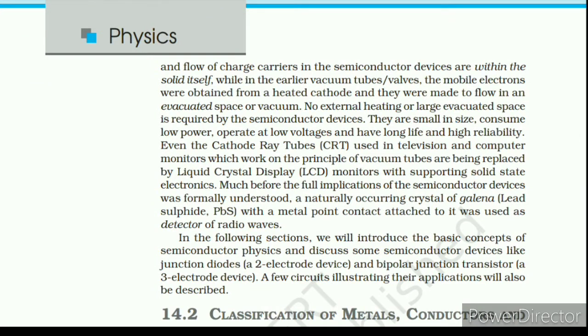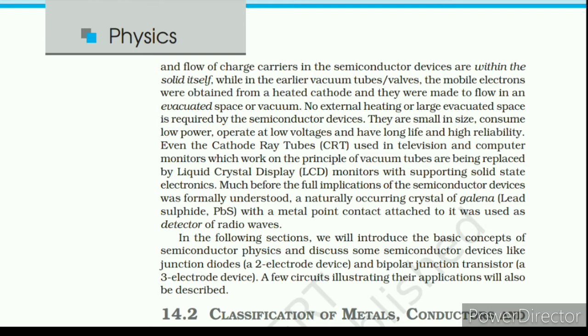While in earlier vacuum tubes or valves, the mobile electrons were obtained from a heated cathode and they were made to flow in an evacuated space or vacuum, no external heating or large evacuated space is required by semiconductor devices. They are small in size, consume low power, operate at low voltages, and have long life and high reliability. Even the cathode ray tubes used in television and computer monitors, which work on the principle of vacuum tubes, have been replaced by liquid crystal display, that is LCD monitors, with supporting solid-state electronics.